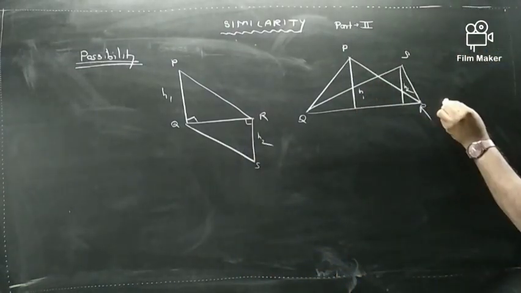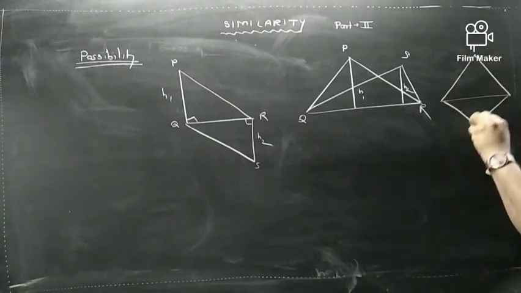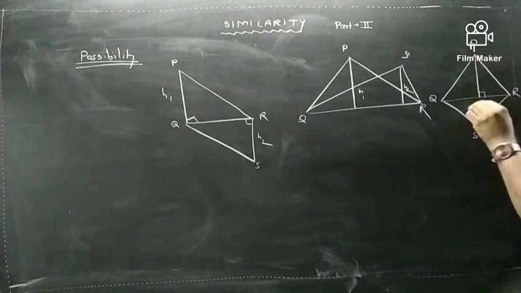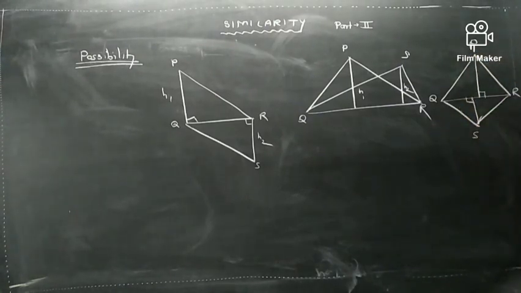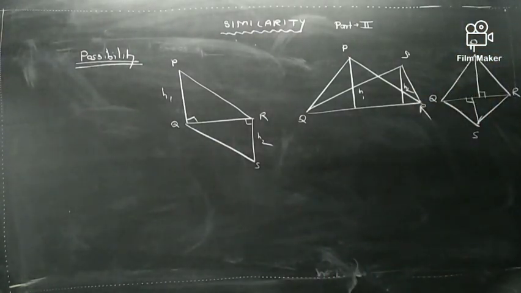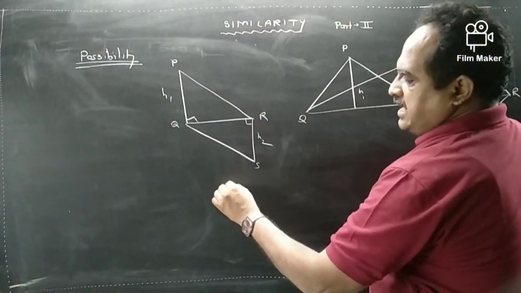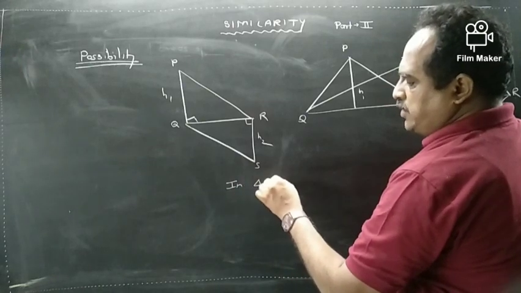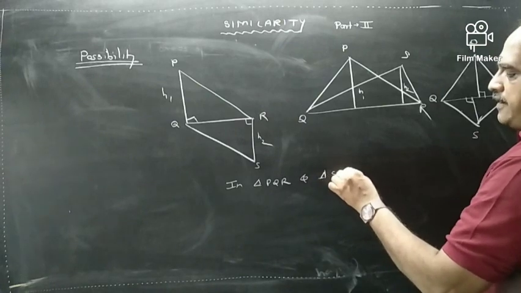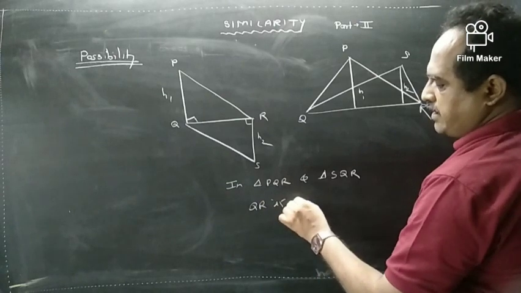The third possibility is they may ask the question like this, with P, Q, R and S. All the possibilities are the same. I have given the same name to all the triangles. In such cases, in triangle PQR and triangle SQR, QR is the common base.